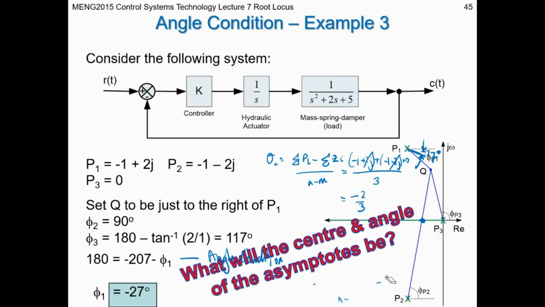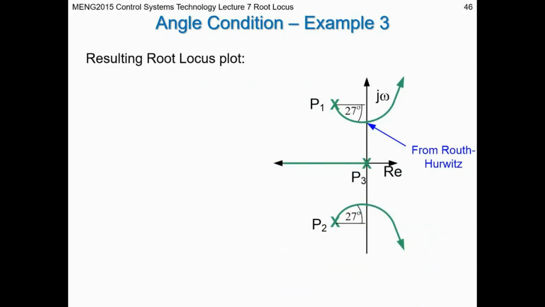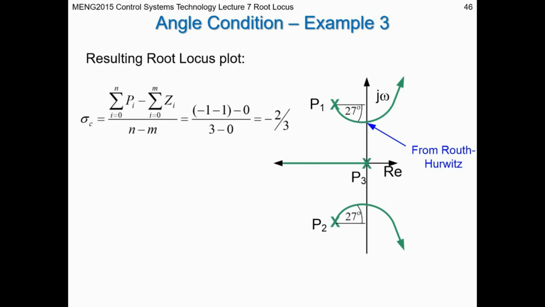Okay, so let's keep coming back to what we looked at before. This is our resulting root locus plot. Oh, I did it on the next page here. This is the center of the asymptotes, minus 2/3. And this is the angle of the asymptotes: pi by 3, which is 60, pi, which is 180, and 5 pi by 3, which is our 300 degrees.